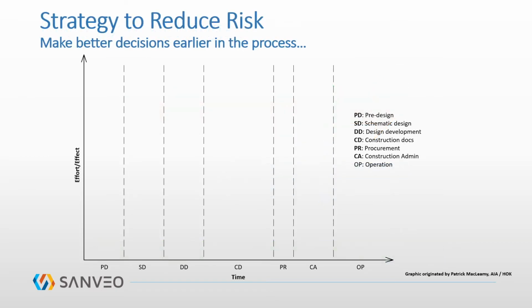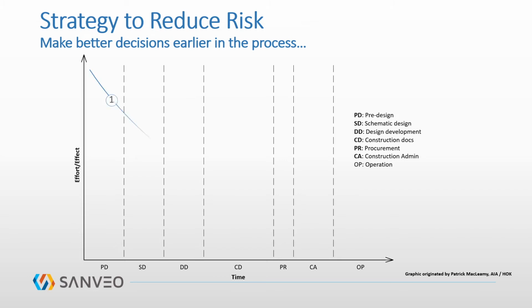To give us a better understanding of the importance of BIM, I want to introduce the McLeamy curve. This graph has been around for a long time, but it's a good tool to use to understand why BIM is needed. The bottom or horizontal part of this chart represents time. We have the different phases of a project: pre-design, schematic design, design development, construction documents, procurement, construction administration, and operation. The vertical leg of this chart represents the amount of effort or the amount of the effect we can have on a project.